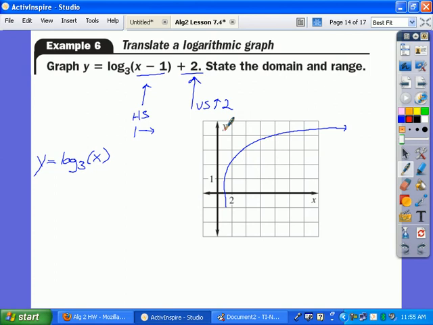Because I moved it horizontally, the domain is now going to be from 1 to infinity, and the range will still be all real numbers. One other thought to help you understand the idea of domain: if I have a logarithm function, the x value always has to be greater than 0. A logarithm of 0 or less is undefined. So the value inside the parentheses always has to be greater than 0, and we have to pick our domains to do that.